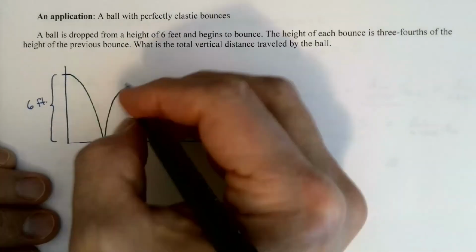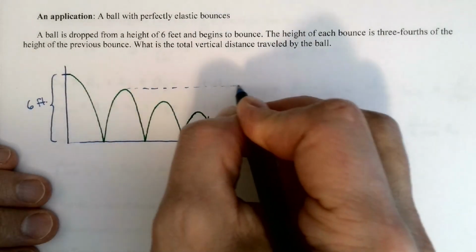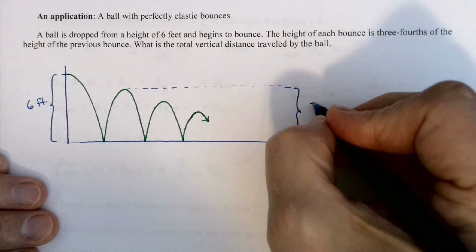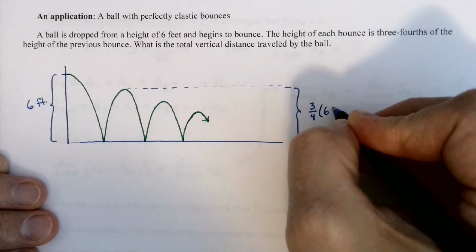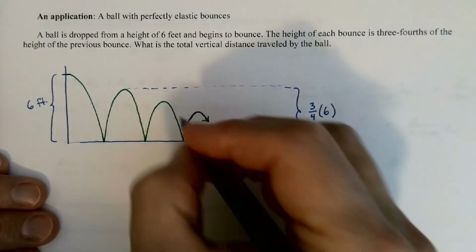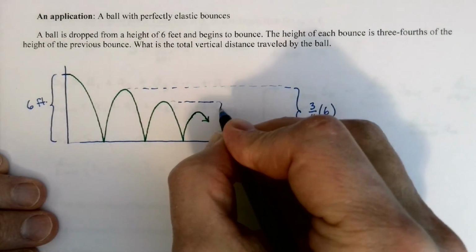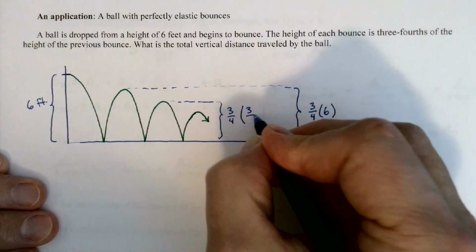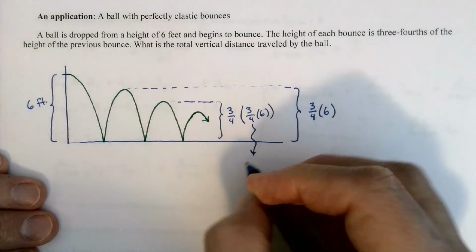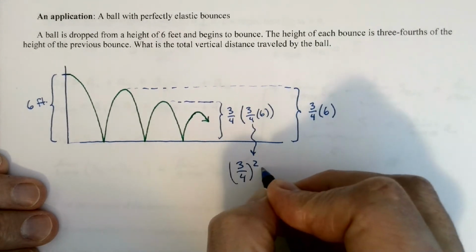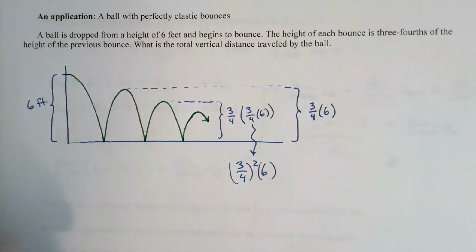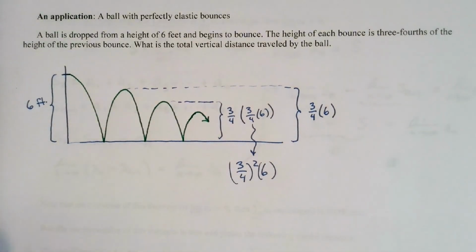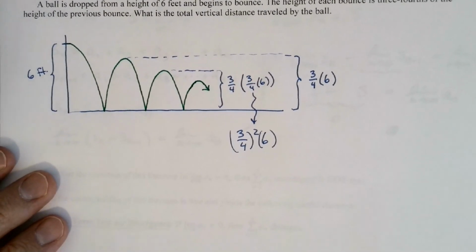Now, this height is 6. What's this height going to be from here to here? Well, it bounces back 3/4 of the original height, which is 3/4 of 6 feet. All right. What's this height going to be? Well, it's 3/4 of the previous height. What was the previous height? 3/4 of 6, which is 3/4 times 3/4, or 3/4 squared times 6. And the next height is 3/4 cubed times 6. And the next height, 3/4 to the 4th times 6, and so on.